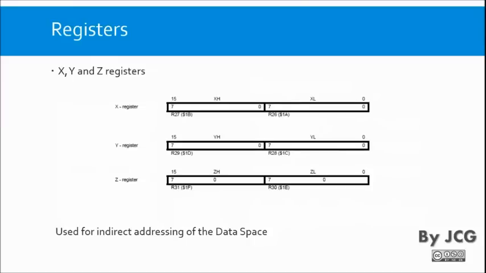This is a closer look at registers X, Y, and Z. As you can see, the X register has the low part, which is this one here, and a high part, which is this one here. Those two registers combined form a 16-bit wide register. That also applies to register Y and register Z. These three registers are used for indirect addressing of the data space, although they are also used for accessing flash, which is the instruction space.